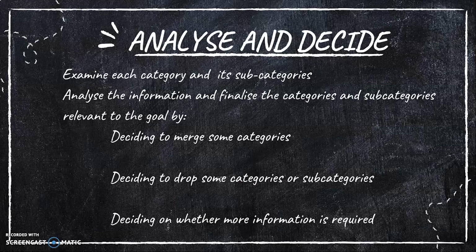So we have listed the main points which we are going to follow to design a product. For that we have listed the sub points also. First we have to examine each category. What are the categories available and their subcategories clearly. What we are going to do, we have to first examine that. Then we have to analyze the information which we gathered and finalize the categories and the subcategories.